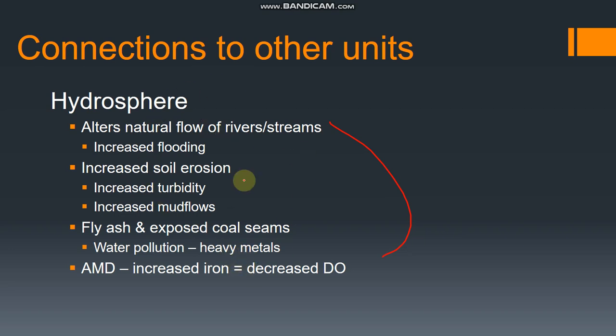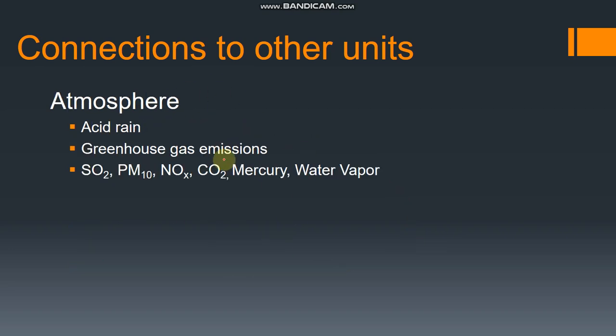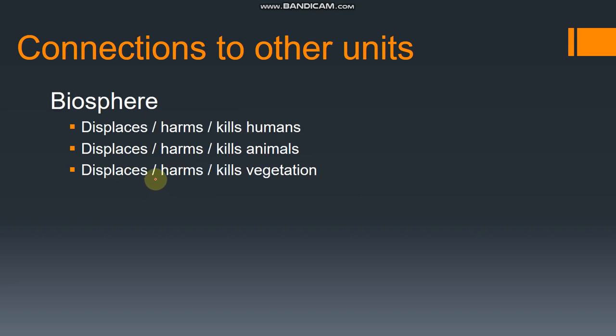So again, think back to how burning coal affects the hydrosphere. Think back to how burning coal affects the atmosphere with acid rain and greenhouse gas emissions and mercury and water vapor when they combine, particulate matter, and how burning coal relates to the biosphere and how it harms, especially strip mining and mountaintop removal. So that's all I have for you. That is coal in a nutshell. Thank you for watching.